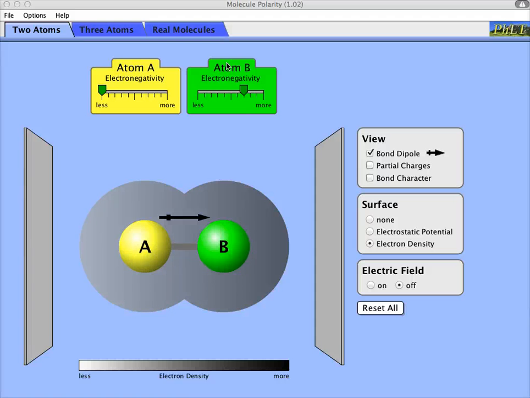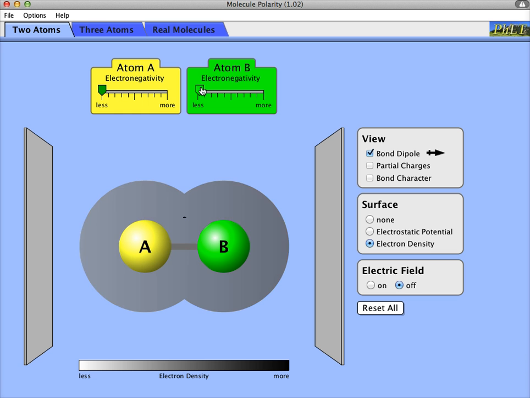In this video, we'll talk about molecule polarity. So we have right here a little animation, and we can set the electronegativities of these two atoms. If they're completely the same, the graphic I have up here is supposed to be representing the electron density, with the color showing you what the density is.